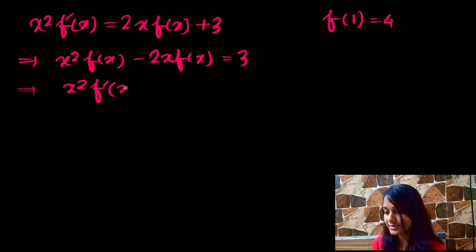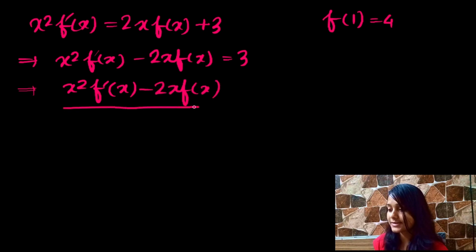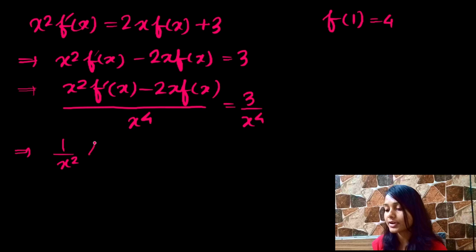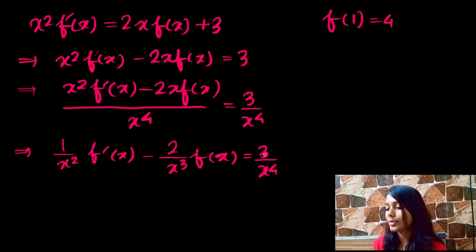So it will give x square f dash x minus 2x f x divided by x power 4 equals 3 by x power 4. So what it will give? It will give 1 by x square f dash x minus 2 by x cube f x equals 3 by x power 4. So for minus, we are dividing by x power 4. If there was a plus, we could have written that as d/dx of x square f x.